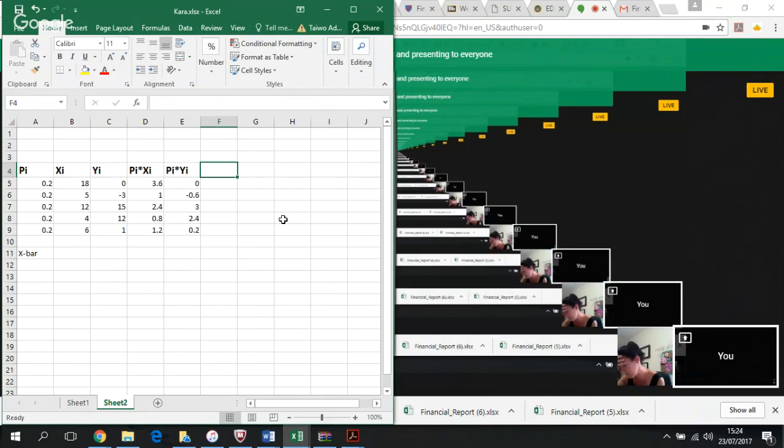Y bar is the mean, also known as the expected value. When you have y with a horizontal cap over it, that's what they call y bar. It's the other name for the expected value of x, written E in brackets x. They're all the same. So E of x is the same as x bar. E of x is known as the expected value of x, which is what the mean explains: the average value.